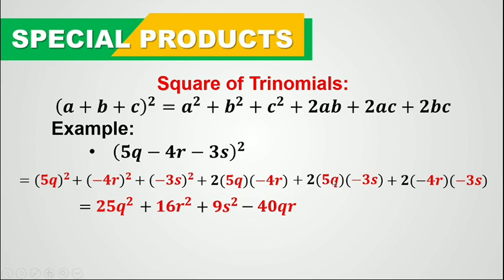So 2 times 5q times negative 3s, that's going to be 30qs. And then we have plus 2 times negative 4r times negative 3s. So that's going to be positive 24rs. So why positive? Because this is positive times negative 4r, that's gonna be negative 8r. Negative 8r times negative 3s, so negative times negative, that's positive 24rs.